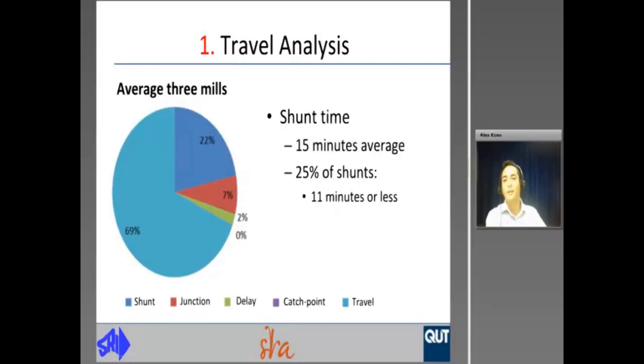We then combined these pies into one big pie for the 3 mills. And then we analyzed shunting times. We observed that on average, locomotives take 50 minutes to shunt. And we also noticed that for about 25% of those shunts, locomotives took 11 minutes or less.